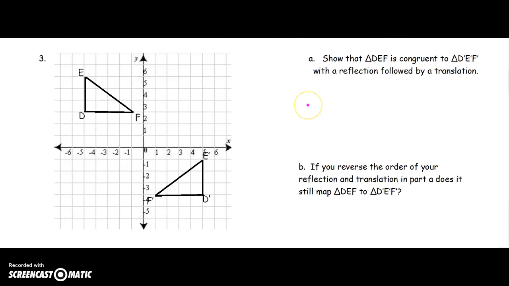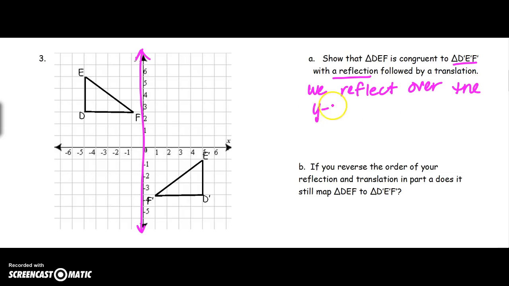Now what happens if we gain more steps? So this one has not only moved, but it's also been reflected. So it says show triangle DEF is congruent to the prime with a reflection followed by a translation. So we have to do a reflection first. And in this problem, you can reflect over that y-axis again. So we can say we reflect over the y-axis.